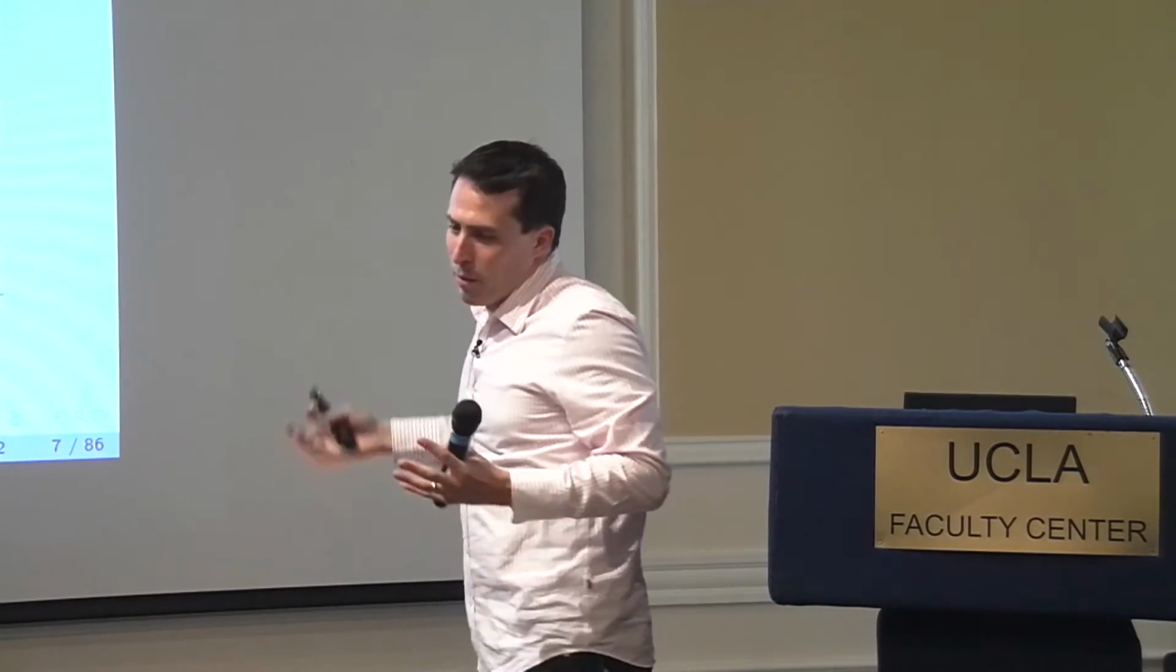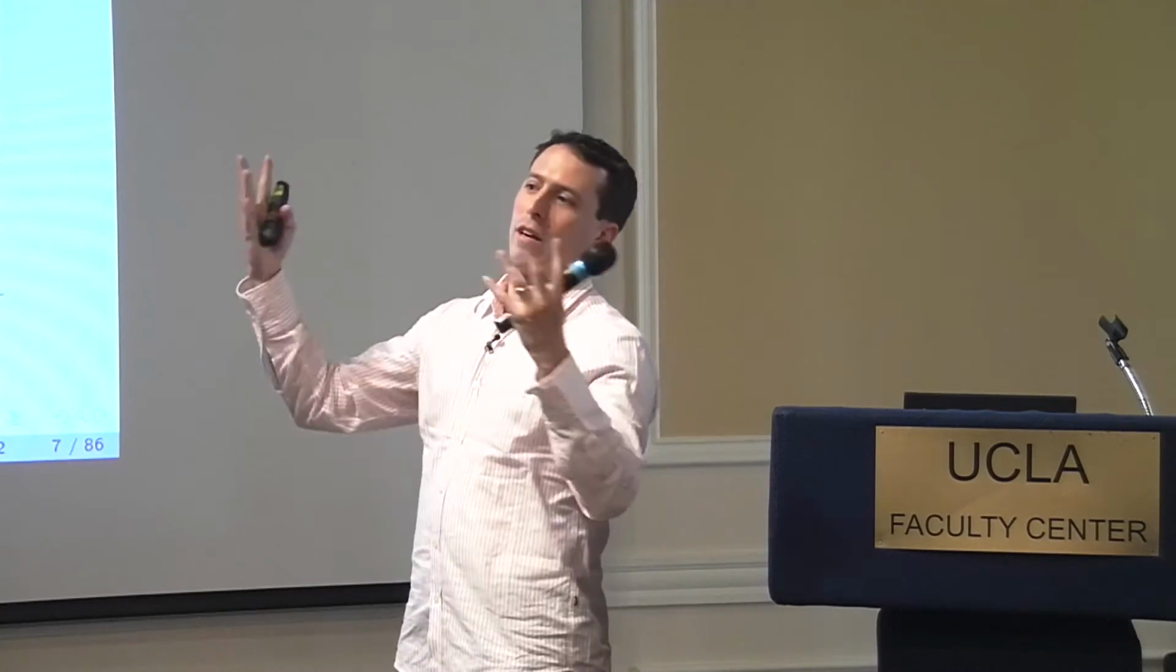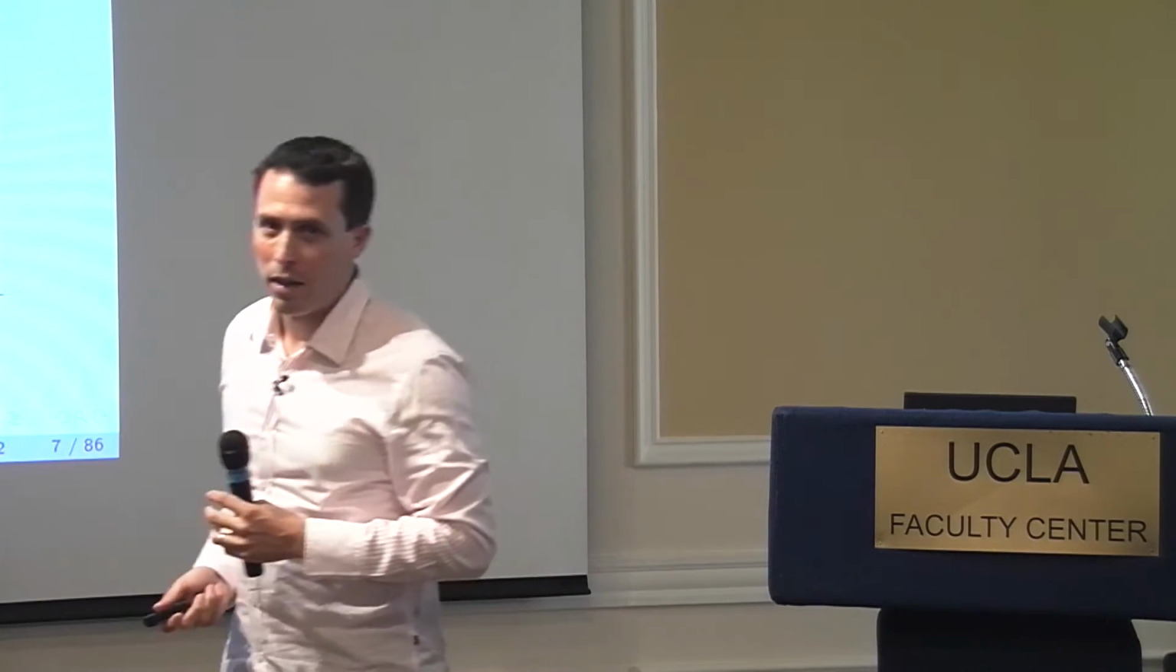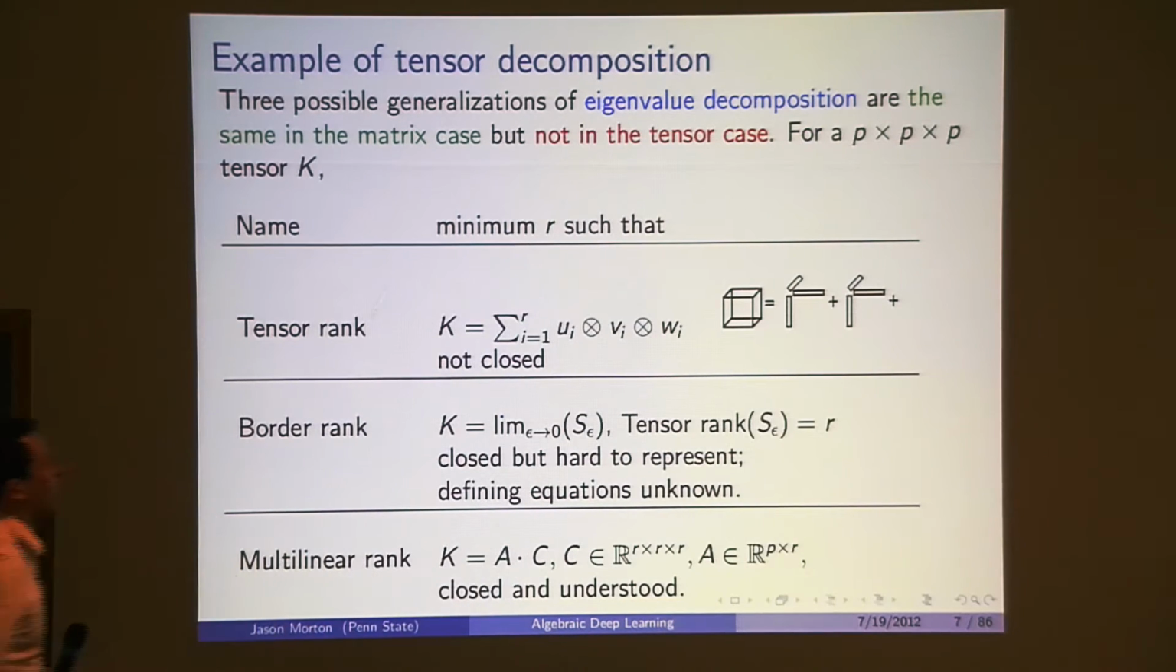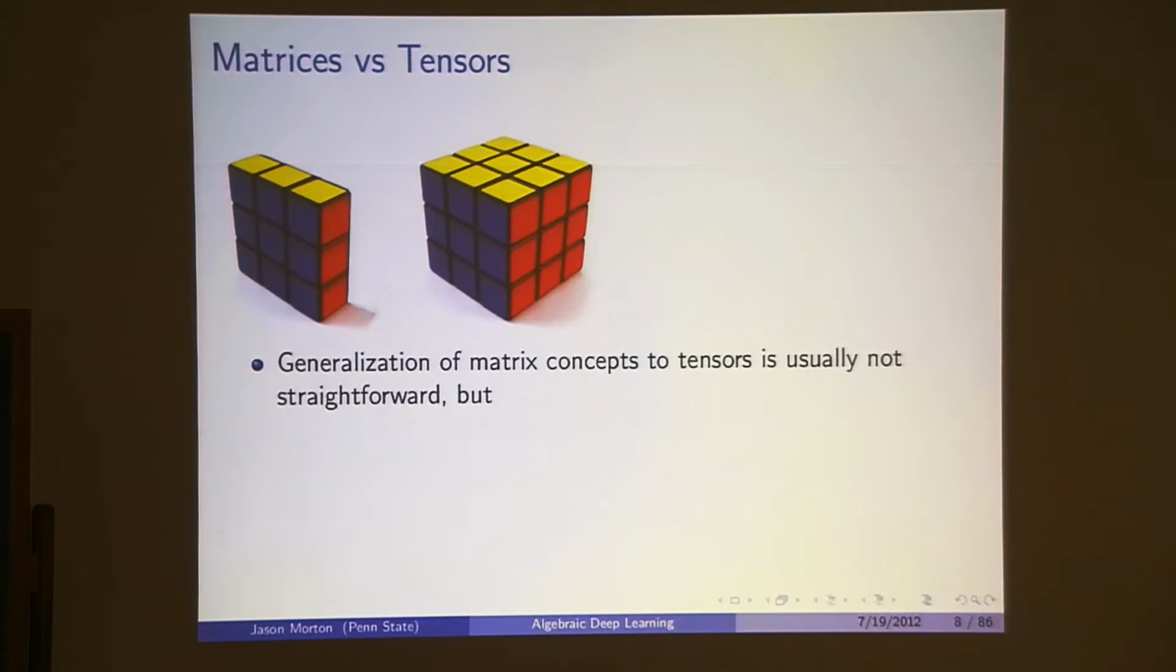So this is just an example of how, as you go up, things we felt we understood in the matrix case break apart into different pieces, and we have to be careful about how we extend our knowledge. And that's why algebraic geometry becomes important, because that's the study of understanding what happens when we leave linear. It's the study of nonlinear algebra, if you will. So these generalizations of matrix concepts to tensors are usually not a straightforward thing to do.